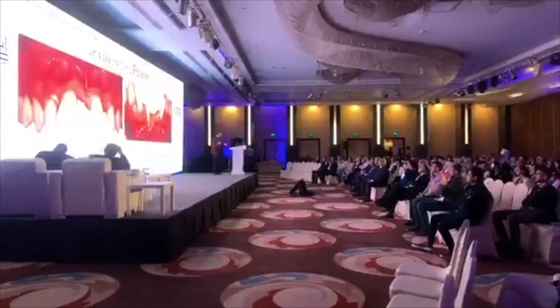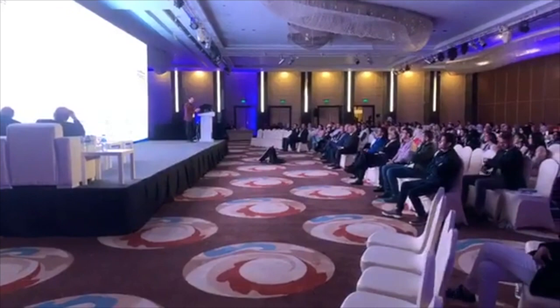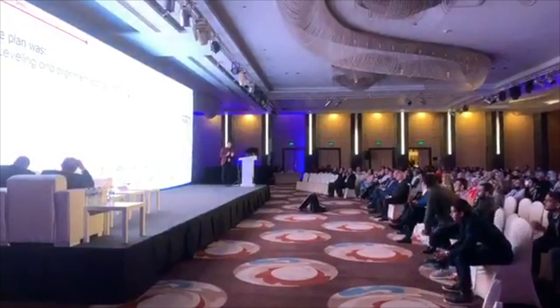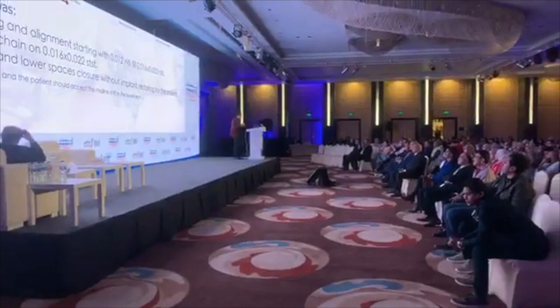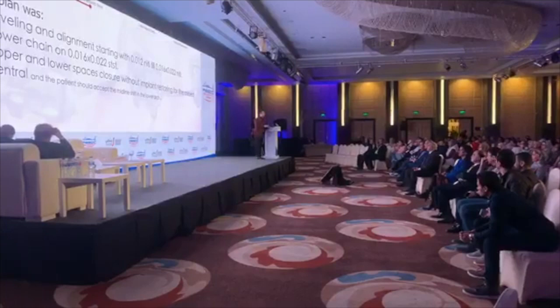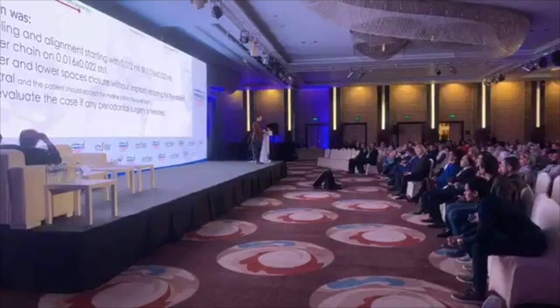I discussed with the patient the space closure for the lower central incisor on the left side. So, my treatment plan before the beginning: leveling and alignment, starting with 12 nitinol wire to reach 16 by 22 nitinol wire, then power chain to close the spaces with stainless steel wire, upper and lower space closure without implant restoring the missing central, and the patient should accept the midline shift that will happen in the lower arch, because we will close all the space in the lower without implant placement. If the patient accepts the treatment, I start.